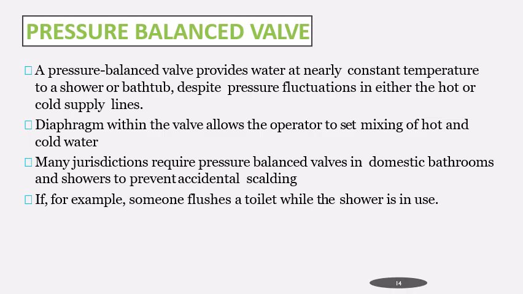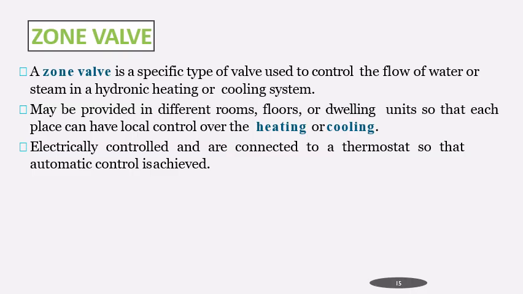Next are the pressure balanced valves, which are commonly used in our bathrooms for showers or bathtubs. They deliver water at a nearly constant temperature to the shower or the bathtub. Despite pressure fluctuations in either the hot or the cold water supply lines, they allow the mixing of hot and cold water. Pressure balanced valves are mainly used in domestic bathrooms and showers to prevent accidental scalding.